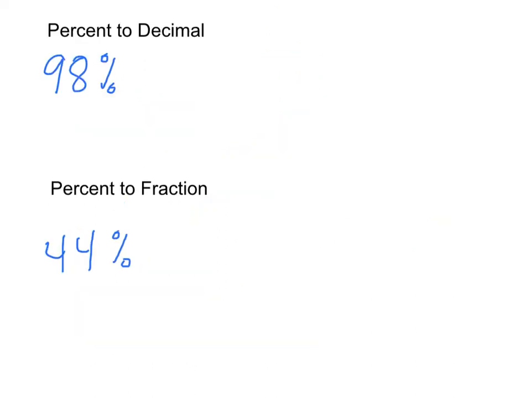Last bit here. Alright, we're going to convert a percent to a decimal. Remember, to go from a decimal to a percent, I multiply by 100. So to go from a percent to a decimal, I'm going to do the opposite.